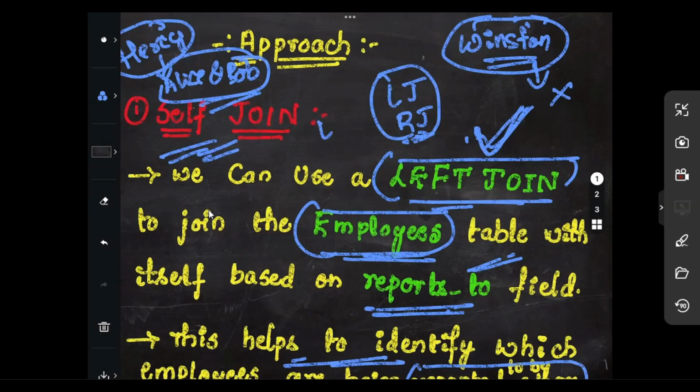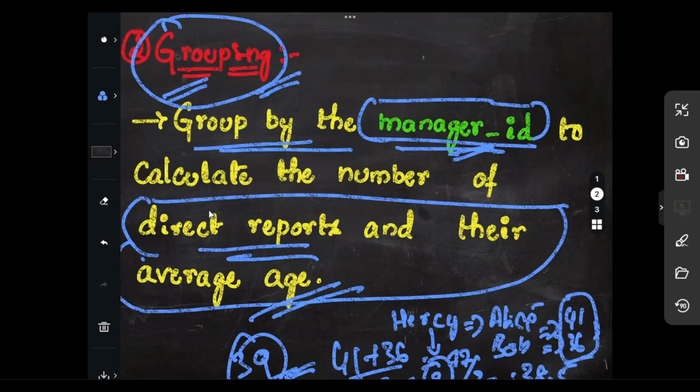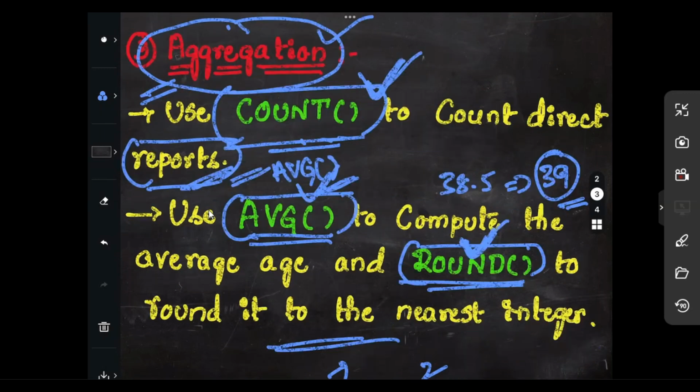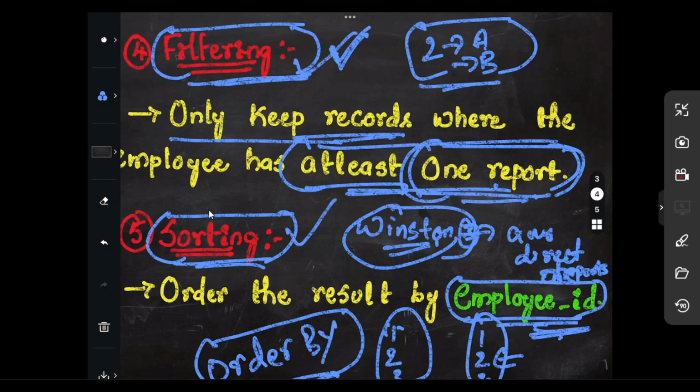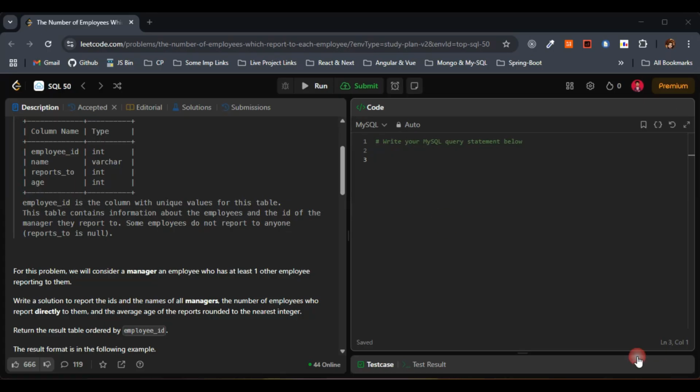So in this case, the first step is self join. The second step is grouping, the third step is aggregation, the fourth step is filtering, and the fifth step is sorting. These are the 5 steps that we will be considering, this is the approach we will be going with. As we are now familiar with the approach, it will be easier to write the query. Now let's start writing the query.